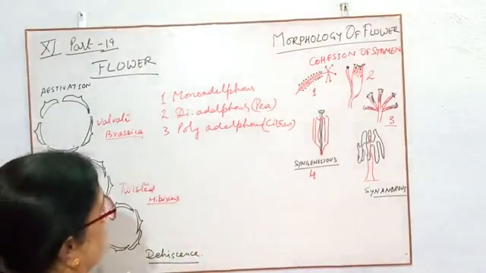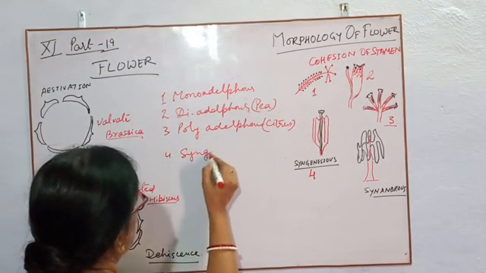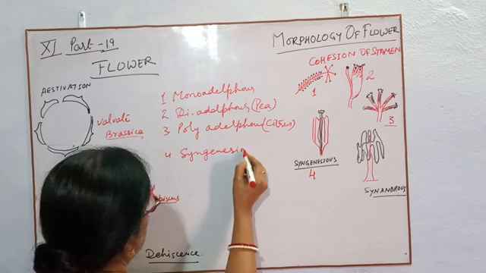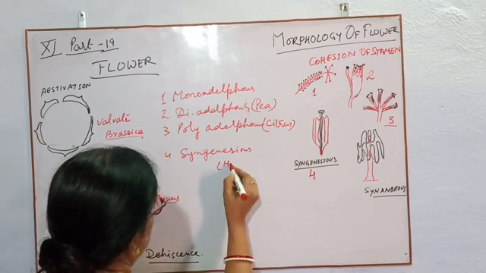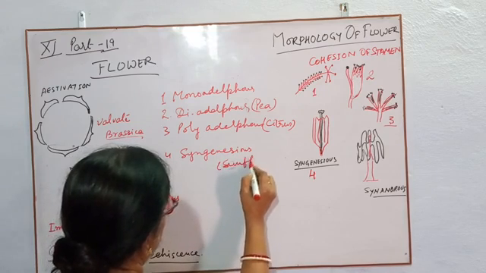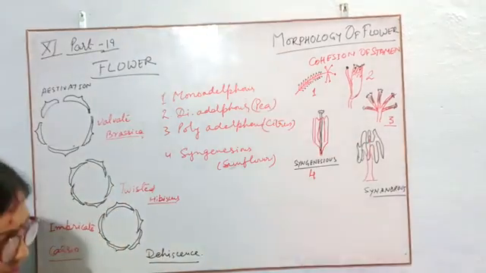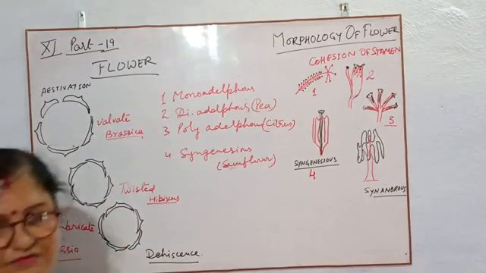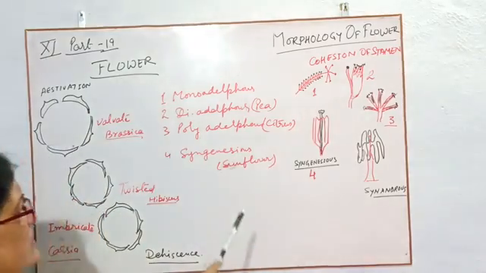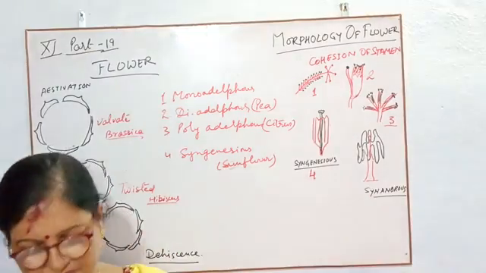Syngenesious. Found in helianthus, or you can say sunflower. In the sunflower, there will be the syngenesious type of cohesion of stamens.